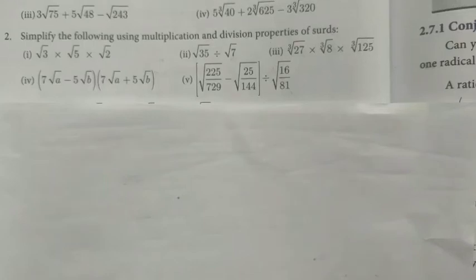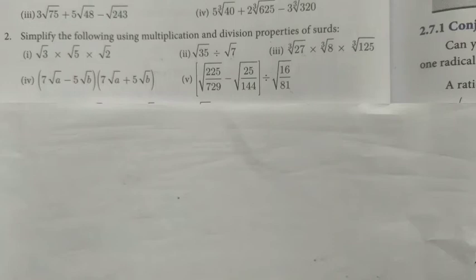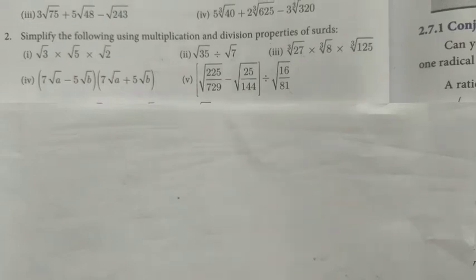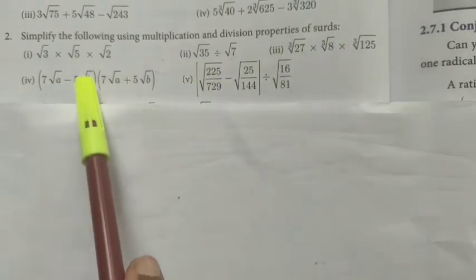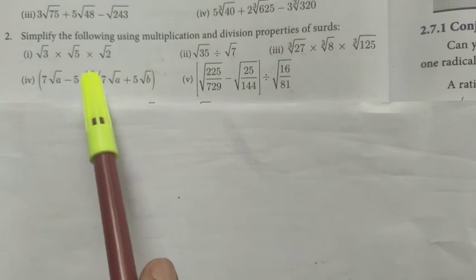Hi students, class 9, exercise number 2.6, question number 2. Simplify the following using the multiplication and division property of surds. Here we have 5 problems given. Let me see them one by one.